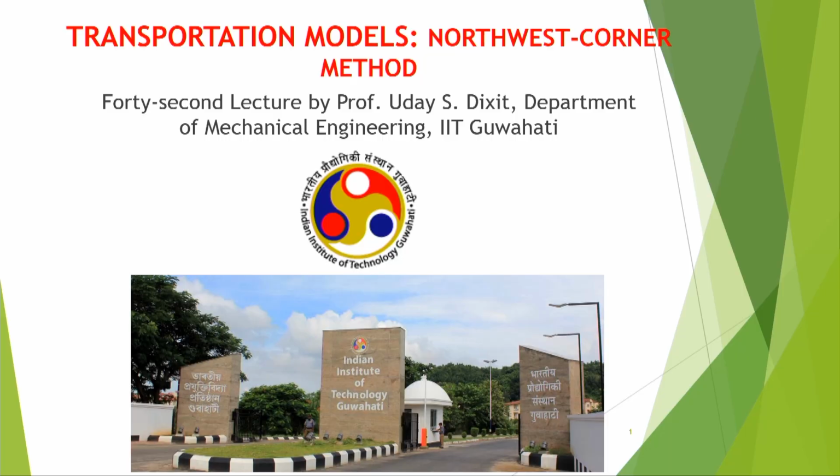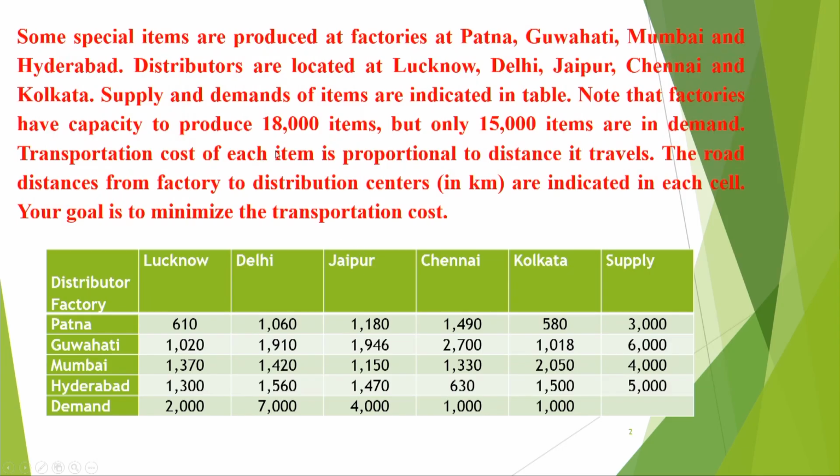Today we will be discussing one method to obtain an initial basic feasible solution. That means today we will not optimize it fully, but we will only obtain the basic feasible solution by one method, and that method is called the northwest corner method. It will be better if I discuss it through an example, then you will understand it very nicely. Later, at the end of the lecture, I will also tell the steps in language form.